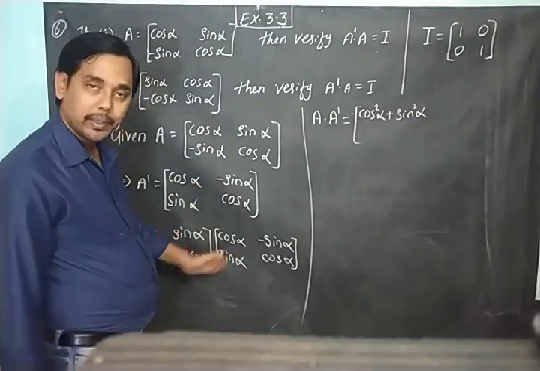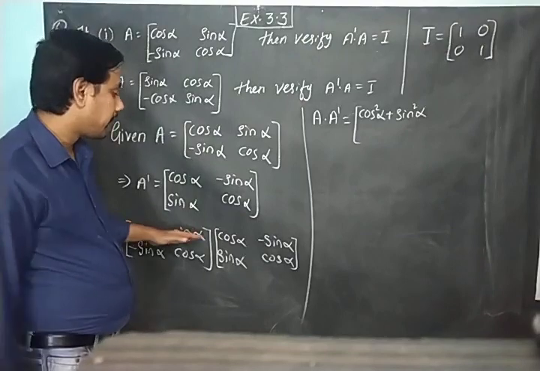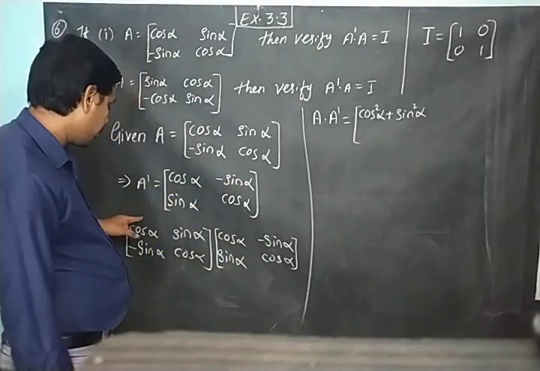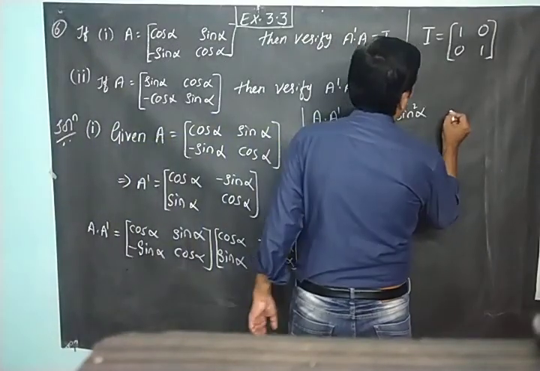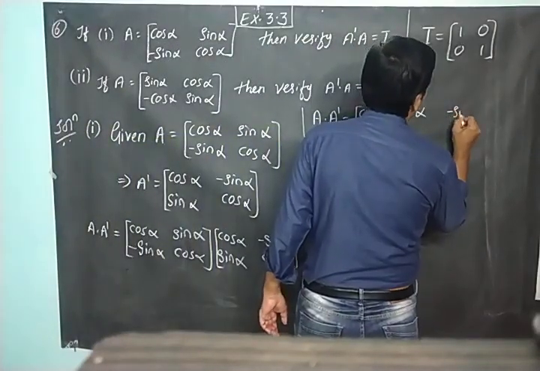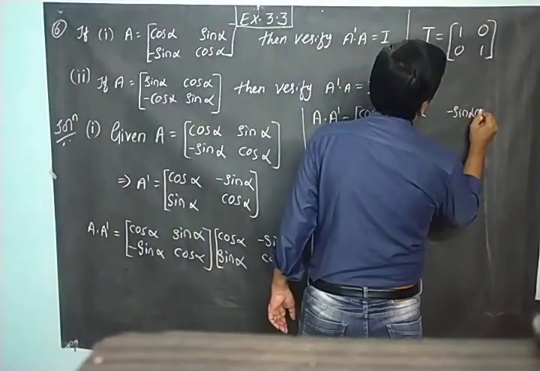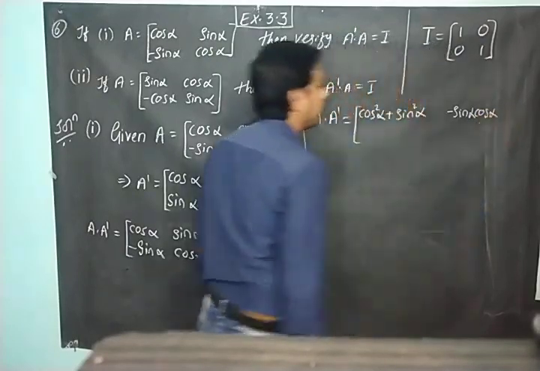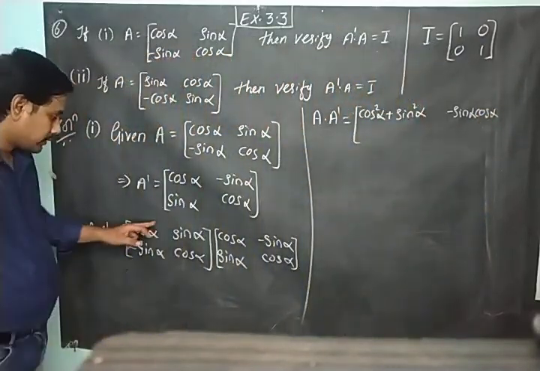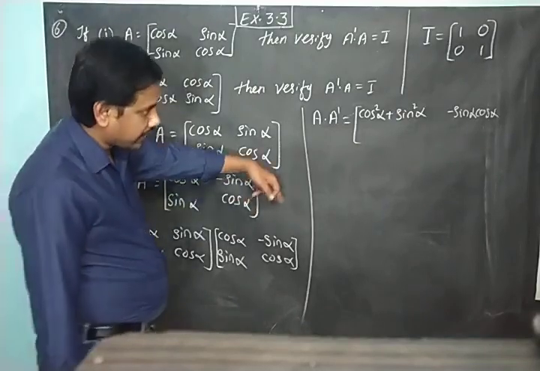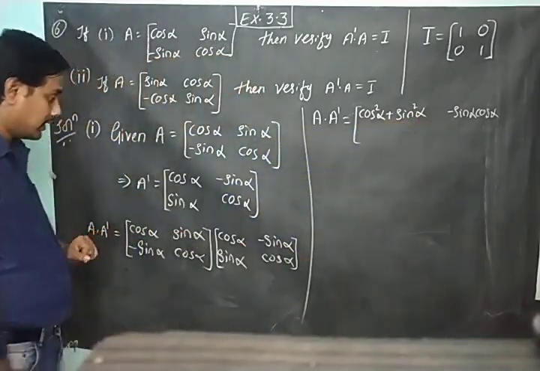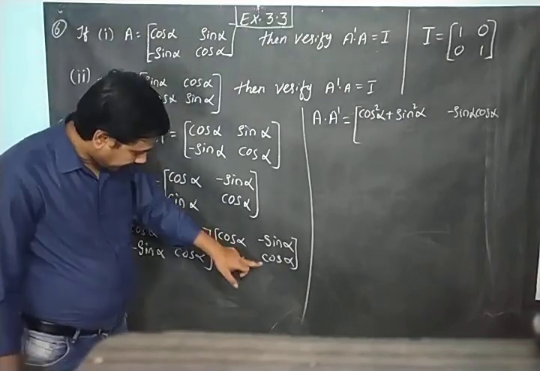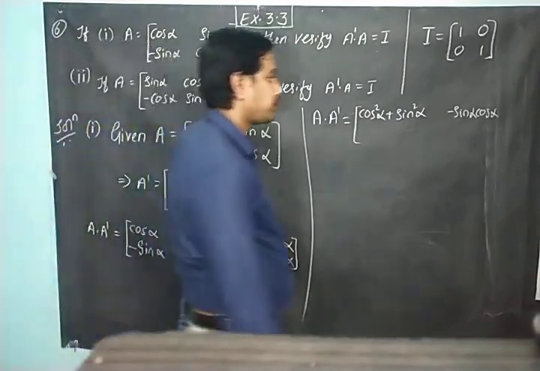Now we have multiplied the first row with the first column. Let us multiply the first row with the second column. Cos alpha into minus sin alpha is minus sin alpha cos alpha, right? Cos alpha into minus sin alpha can be written as minus sin alpha into cos alpha or minus cos alpha into sin alpha. Now sin alpha into cos alpha.